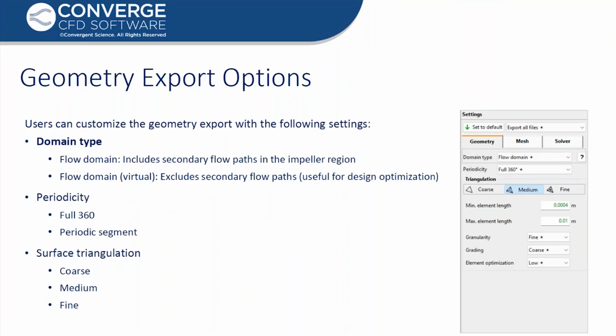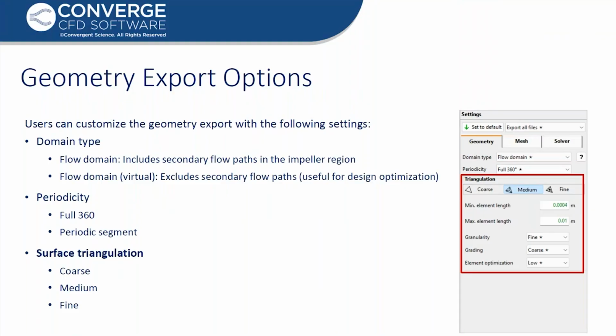During the initial design optimization, you don't want to worry about those secondary flow paths. So you will probably just do a virtual flow domain, where you'll export it as a virtual flow domain. The periodicity, whether you want a full 360 geometry or just a periodic segment. A periodic segment will help you with your run times because you'll use fewer computational mesh cells. You can use mixing plane models in Converge to simulate those periodic segments as well.